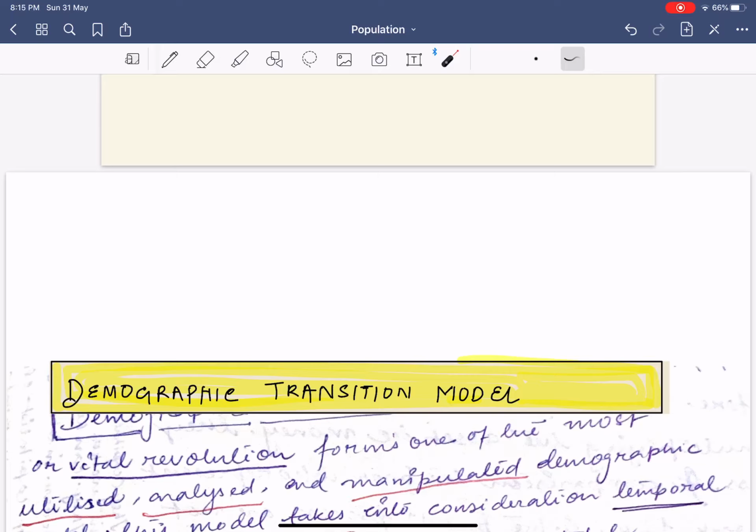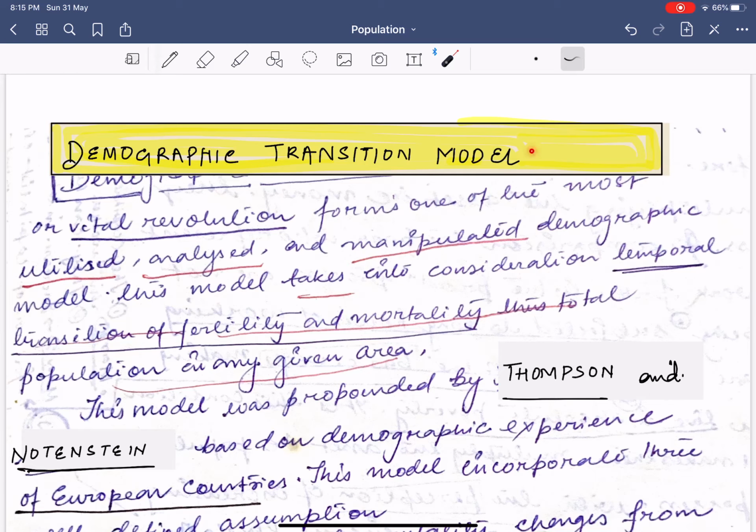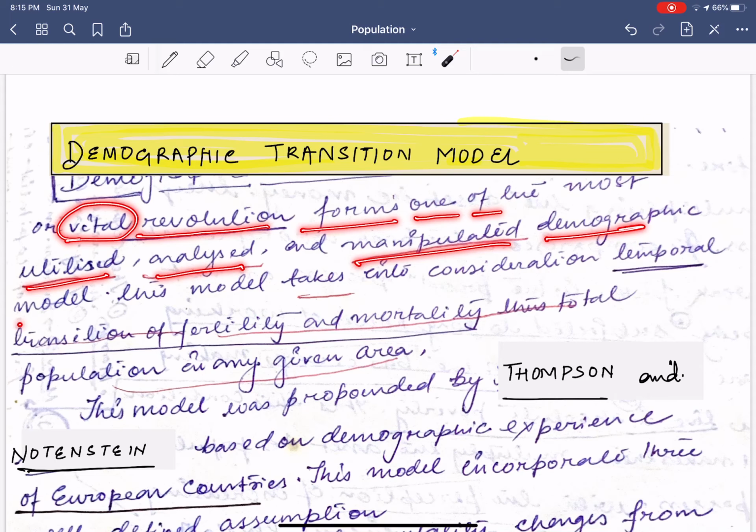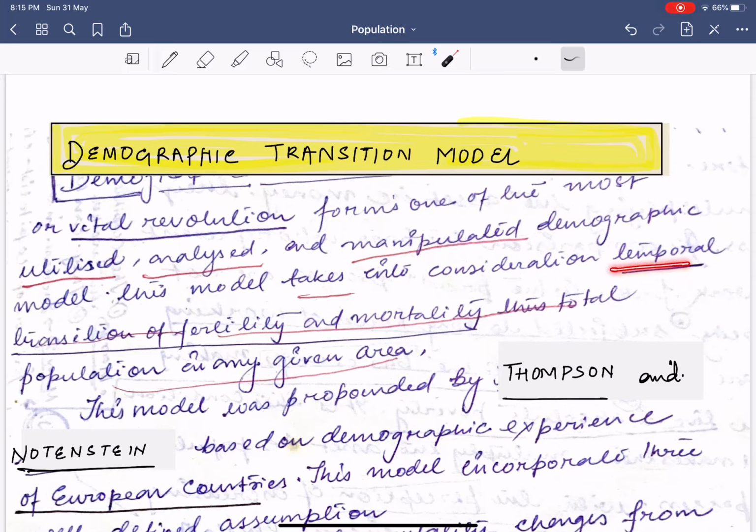Today we'll be talking and discussing about the demographic transition model. Now let's start. See, the demographic transition model is also called the vital revolution form. It's one of the most utilized, analyzed and manipulated demographic models. This model takes into consideration the temporal transition of fertility, mortality, and thus the total population in any given area.